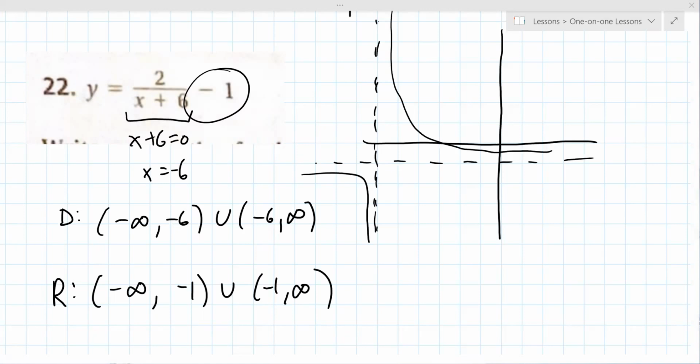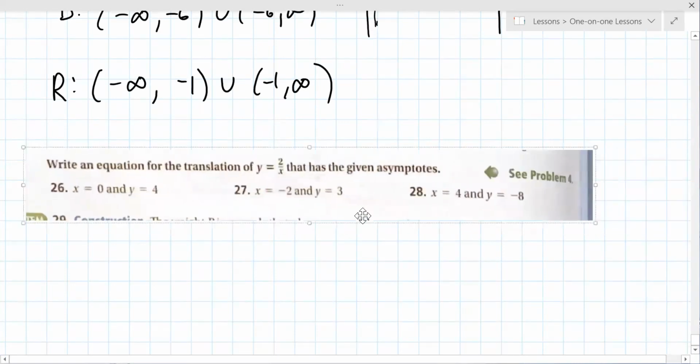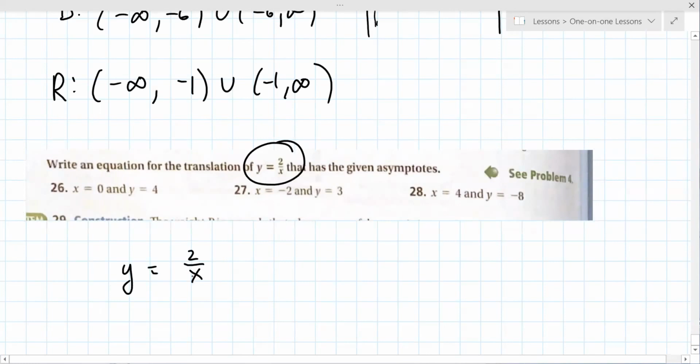Okay. All right. So this question, I mean, there's really a lot that builds into these questions, and that's the challenge here. So they're telling you the parent function is y equals 2 over x. And they're telling you that there's asymptotes here and here. And then we have to make the equation. Yes. Okay.